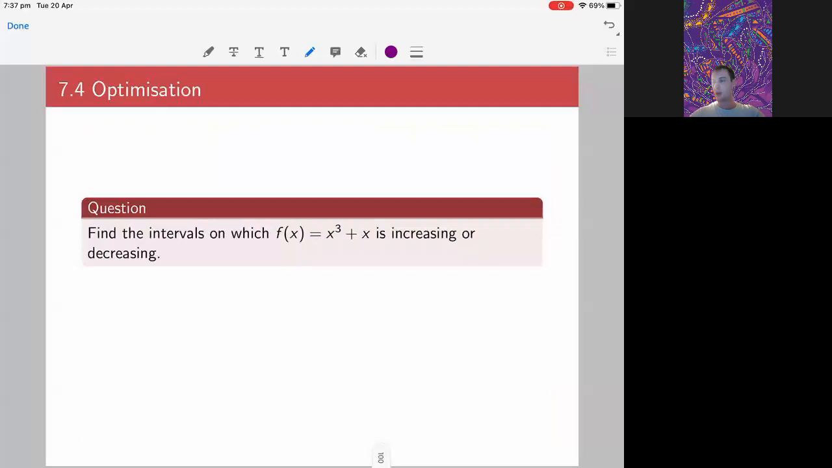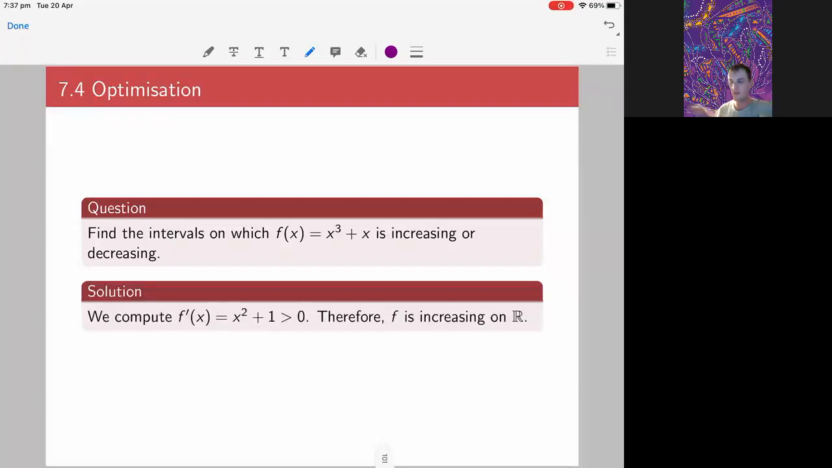So the question: find the intervals on which f of x, which is defined to be x cubed plus x, is increasing or decreasing. Well, this function f of x is differentiable everywhere, so that means there's a good chance we'll be able to use that theorem just before to work out whether or not this function is increasing or decreasing. Well, the derivative of this function is x squared plus 1. x squared is always greater than or equal to 0, and 1 is certainly bigger than 0. And so that means that this function f is increasing, and in fact it's increasing everywhere.